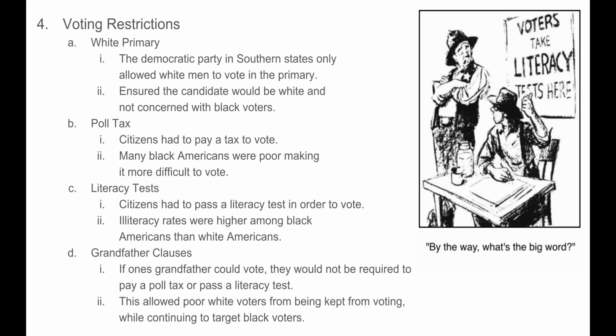The grandfather clause was basically an exemption for poor whites who were illiterate. So if your grandfather could vote, you'd neither have to pay the poll tax nor have to pass a literacy test. Well, if you were a freed slave, your grandfather was a slave and could not vote. So it allowed poor white voters to be able to vote while keeping black voters disenfranchised.